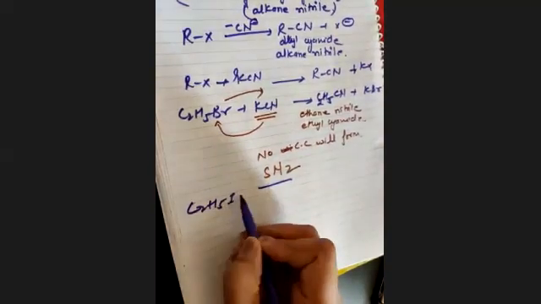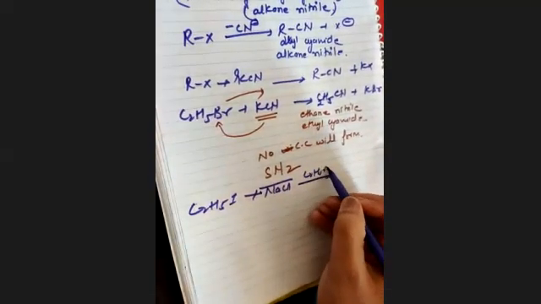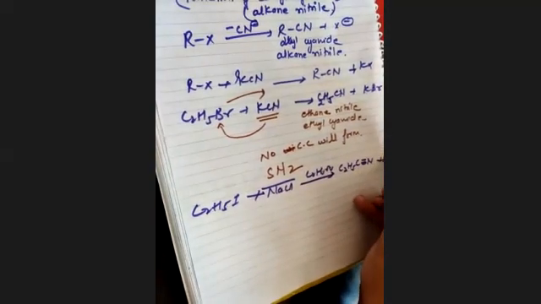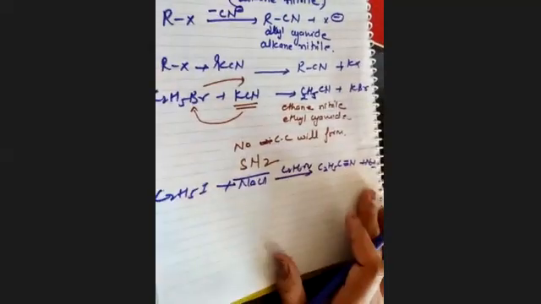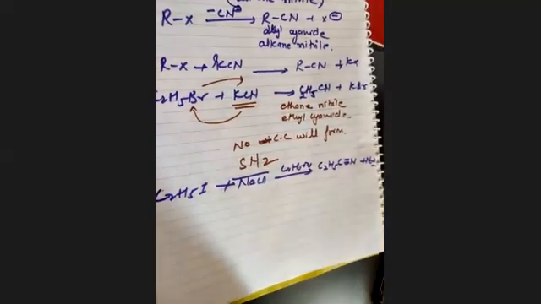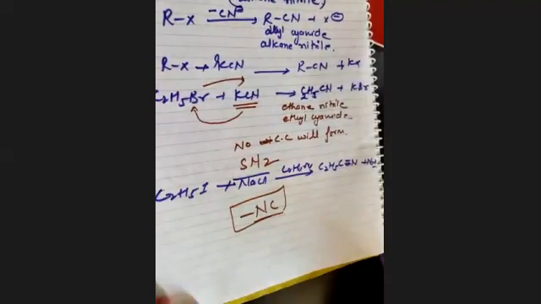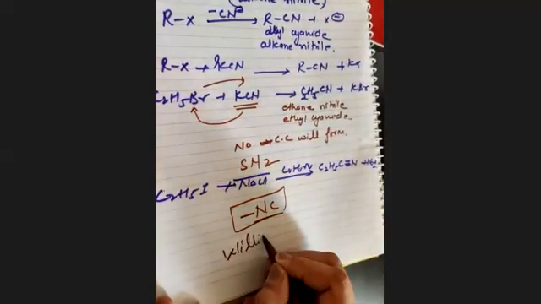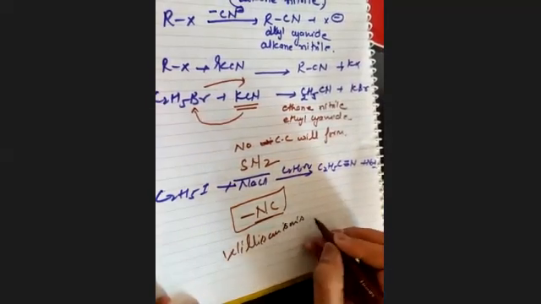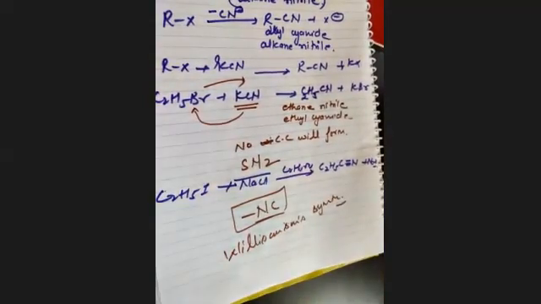C2H5I with NaCN in C2H5OH gives C2H5 C triple bond N plus NaI. This much is limited to this one. Okay, for now we'll finish this. Tomorrow we will continue with the CN group and I will tell you some more examples where Williamson synthesis will not be followed. Williamson synthesis will not be followed with those types of reactions. Actually, I just missed that point.